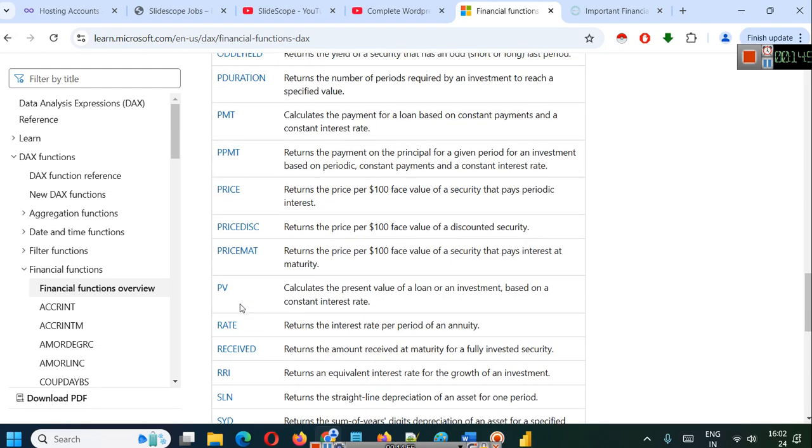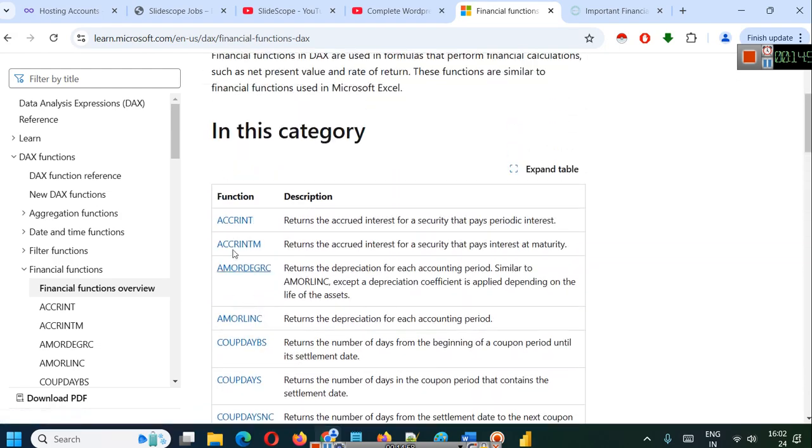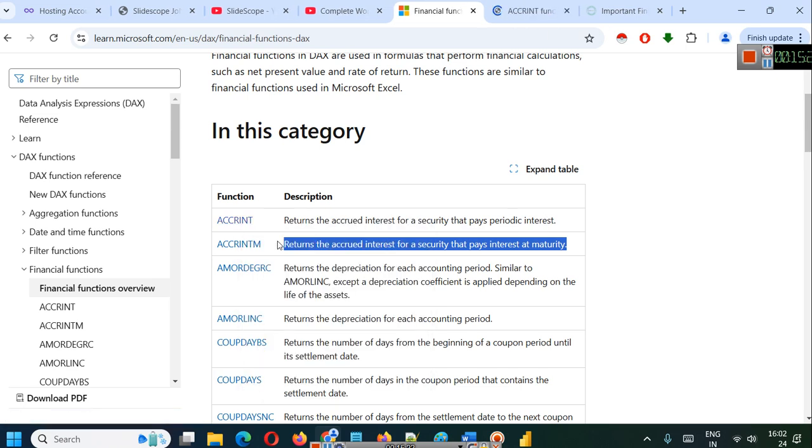Other than this, there are functions like ACCRINT that returns the accrued interest for security that pays periodic interest. Then ACCRINTM returns the accrued interest for a security that pays interest at maturity. So if interest for a security is paid periodically, you can use this. If interest is paid at maturity, you can use this.